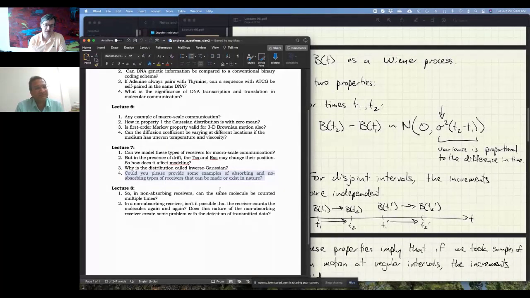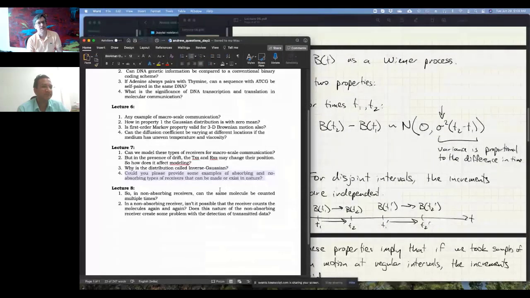So these are receptors that exist on the surface of a cell. A molecule called a ligand will attach to that receptor, so it's absorbed by that receptor, and then it's processed, so it's turned into what are called second messengers. So basically, it's then taken inside the cell, and something else is done with it. So this is an example of an absorbing receiver in nature.